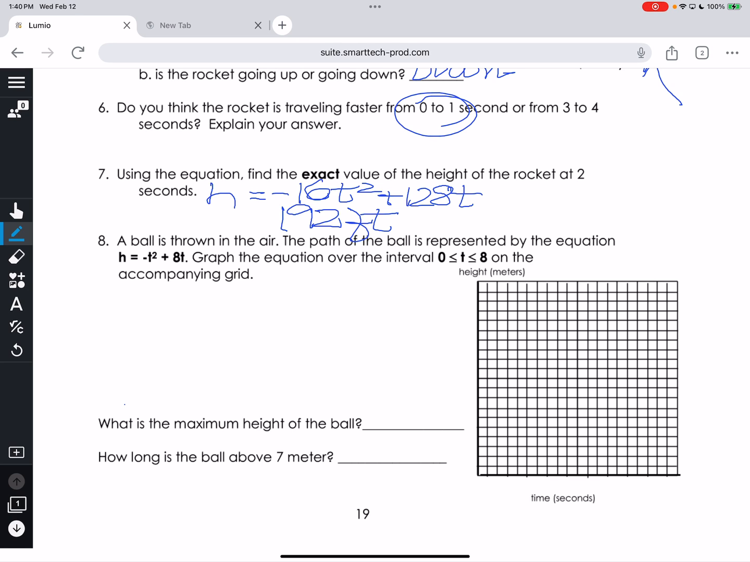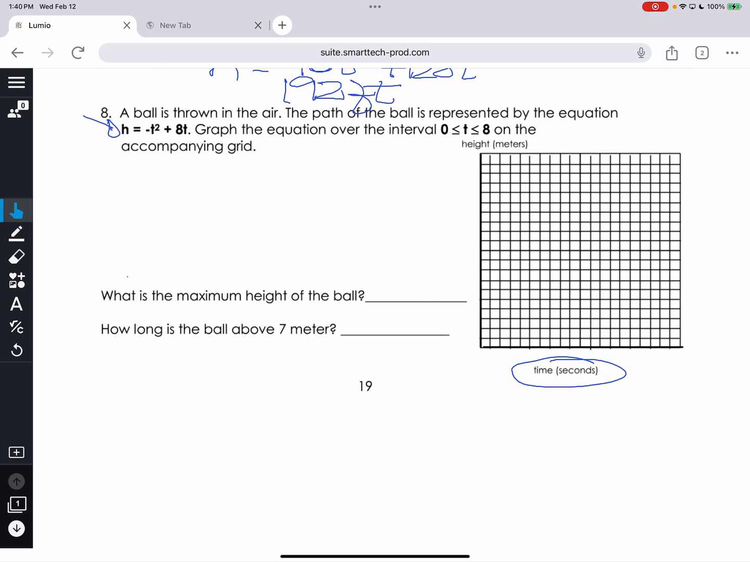Silly goose. All right. So for number 8, a ball is thrown in the air. The path of the ball is represented by this equation. Graph the equation over the interval 0 is less than or equal to t. What's t representing? Time. And y'all, time is always your x-axis. Always, always, always. Whether it's days of the week, months, years, seconds, decades, anything.